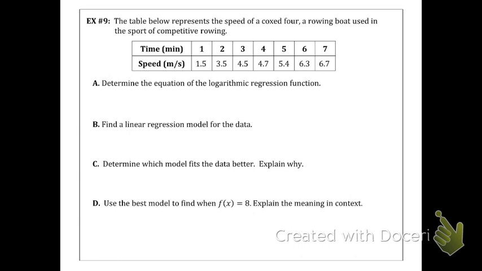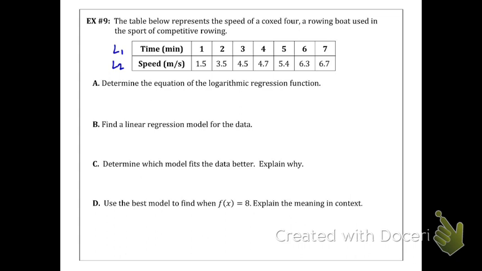All right. Example 9 says the table below represents the speed of some type of fore, which is a rowing boat used in the sport of competitive rowing. So we have our time and we have our speed. So let's put our time in L1 and our speed in L2.